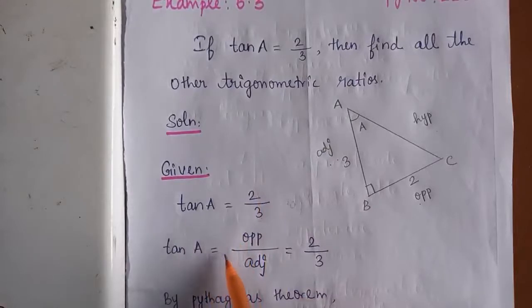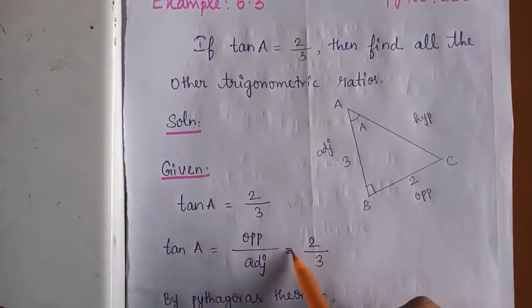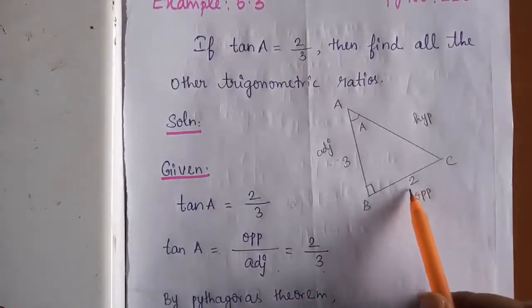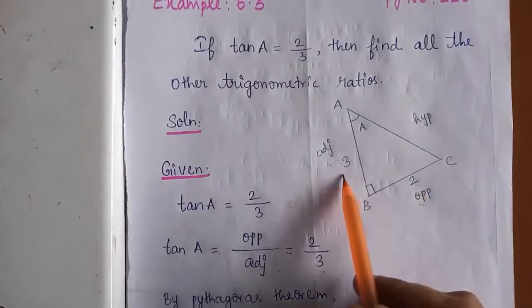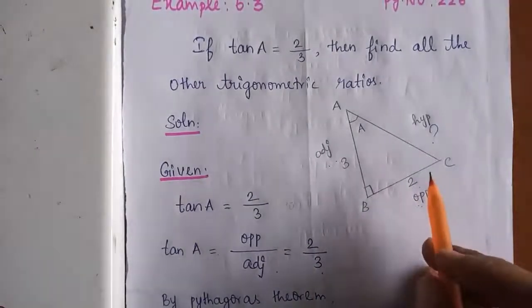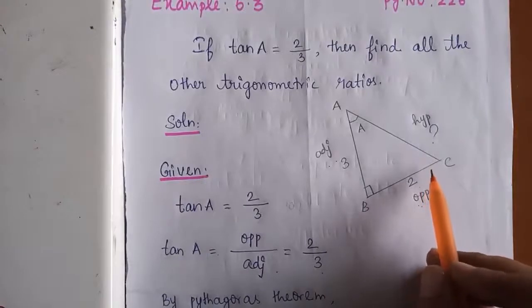We know the formula tan A is equal to opposite side by adjacent side, which is equal to 2 by 3. So now this is our opposite, so 2, and adjacent is 3. Now we are going to find the hypotenuse side. The hypotenuse is not known to us. We have to find that.